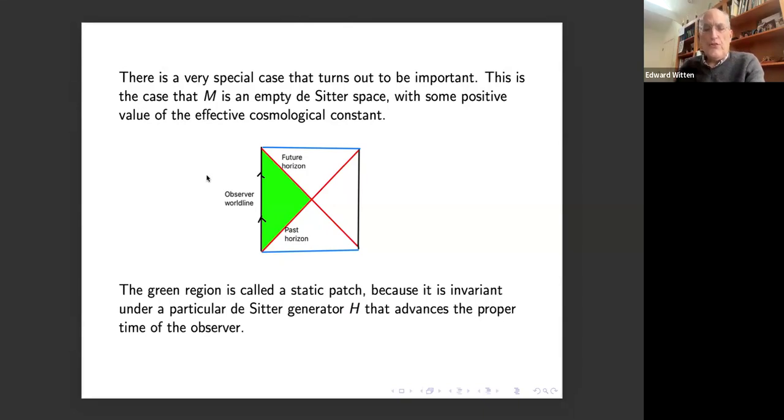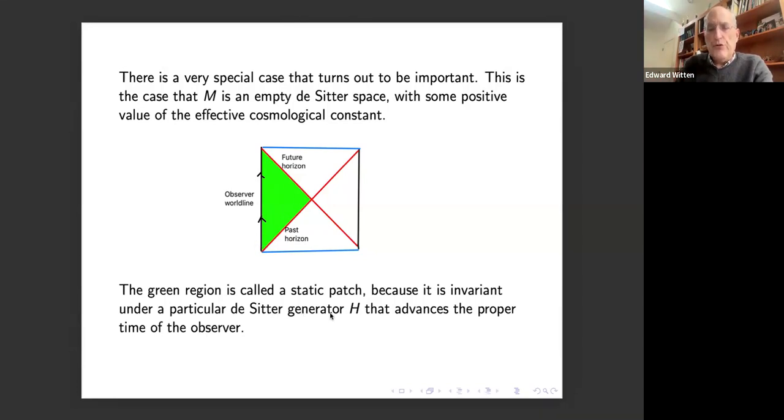It's called a static patch because it's invariant under a particular de Sitter generator H that advances the proper time of the observer. So in the de Sitter group, there's a generator H that maps the observer world line to itself, translating the observer's proper time forward by a constant, and not acting on the angular variables that are suppressed in the picture. So it's a symmetry of this picture, mapping the static patch to itself.